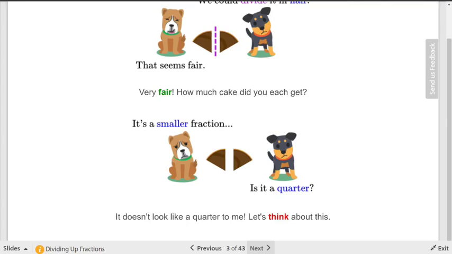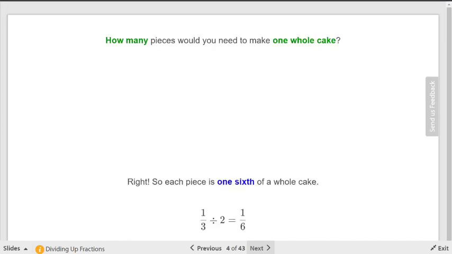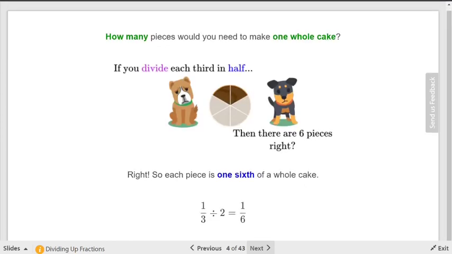Right? So that's the same as dividing it by 2. So dividing a third in half, think about if it took a whole cake and it was all 3 pieces, right? You divided each one of those pieces into 2 more pieces. We've just doubled the number of pieces we had, right? So instead of 3 pieces of cake, we now have 6 pieces of cake, right?